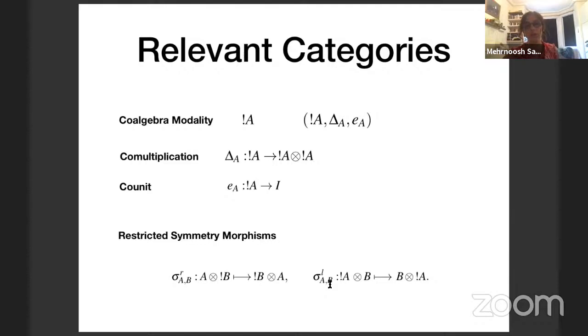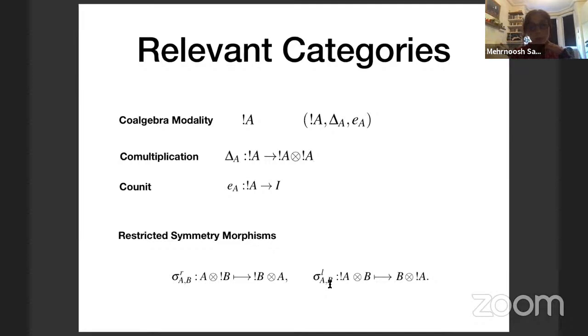This coalgebra modality we denote by bang, and for each object, bang A has a comonoid structure on it, delta A and epsilon A. Delta A is a comultiplication and epsilon A is its counit. And so these structures, if you work with categorical semantics of linear logic, you've come across these. If you've come across the work of Blute, Cockett, and Seely on differential categories, you've seen these coalgebra modalities. One of the differences is that we don't have much of the structure that's going on in linear logic, so you don't have a biproduct. We don't work with them here.